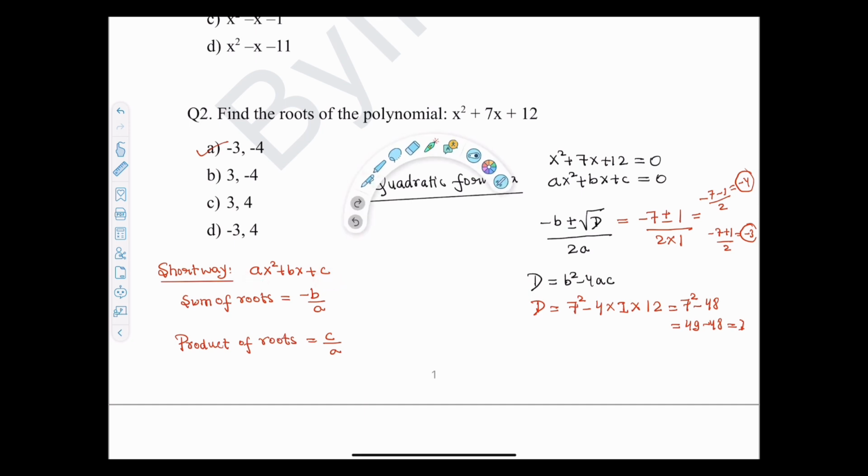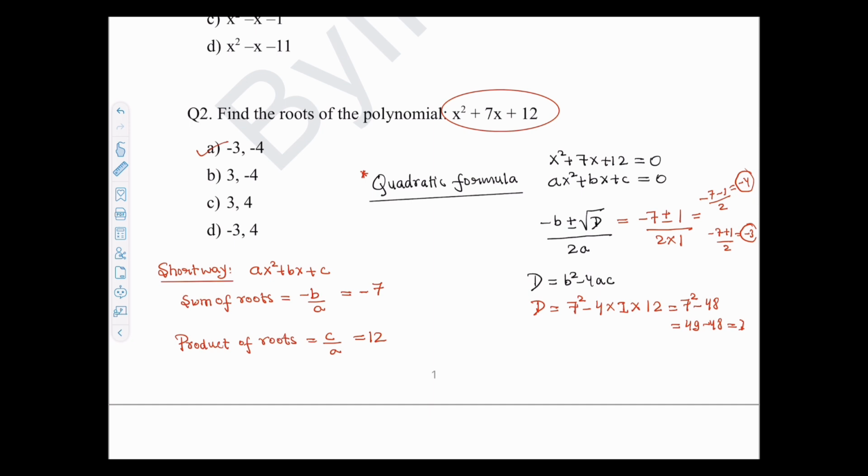Okay, if we see our quadratic polynomial over here, what is the product of the roots? Well, product of the roots is c over a, which is 12 over 1. So it gives us 12, isn't it? And what is the sum of the roots? Sum of the roots is minus b over a, so we are left with 7 over 1 with a negative sign in front, which is just minus 7.